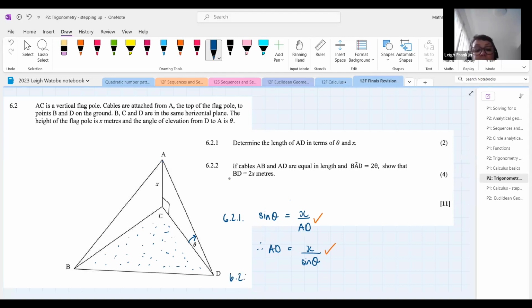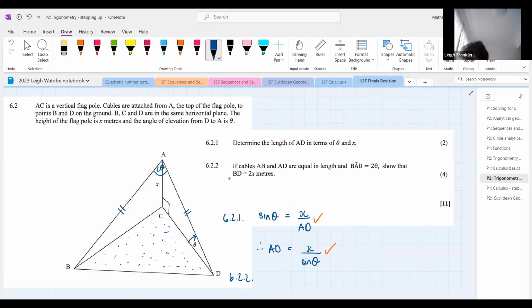6.2.2 now. And here, if cables AB and AD are equal in length and angle BAD is 2 theta, show that BD is 2x meters. So AB is the side over here. AD is that side over there. Angle BAD is this angle over here, and they've told us it is 2 theta.